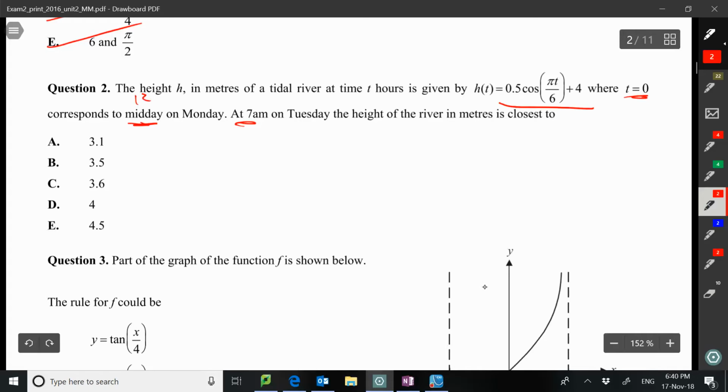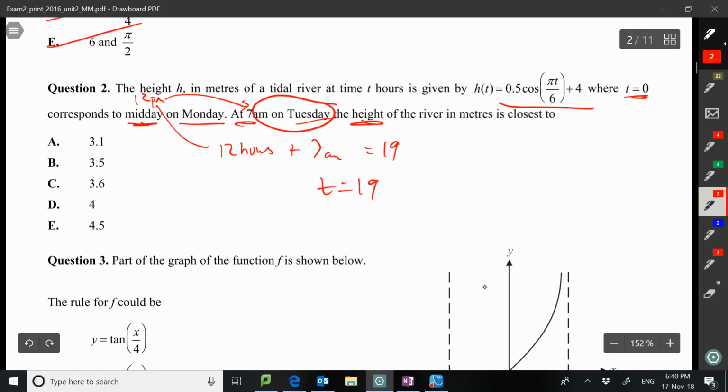Midday is like 12 p.m. So if midday is 12 p.m. on Monday, then how many hours from 12 p.m. to get to 7 a.m. on Tuesday? That's essentially what the question is. Well, 12 p.m. to 12 midnight would be 12 hours, plus an extra 7 hours to get to 7 a.m., so 12 plus 7 is 19 hours. So you already know when t equals 19, that will be 7 a.m.